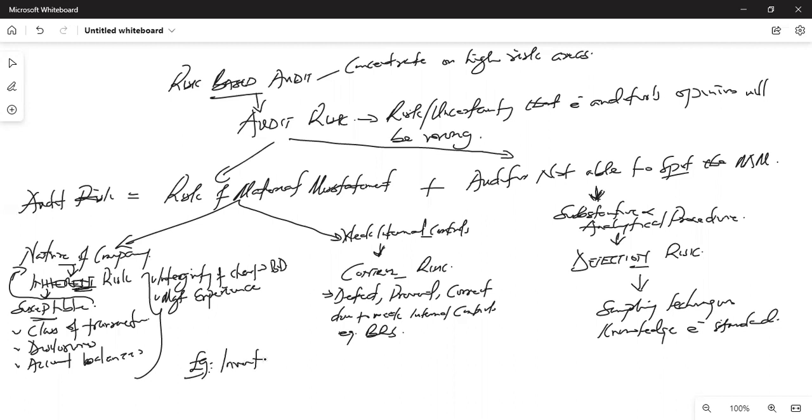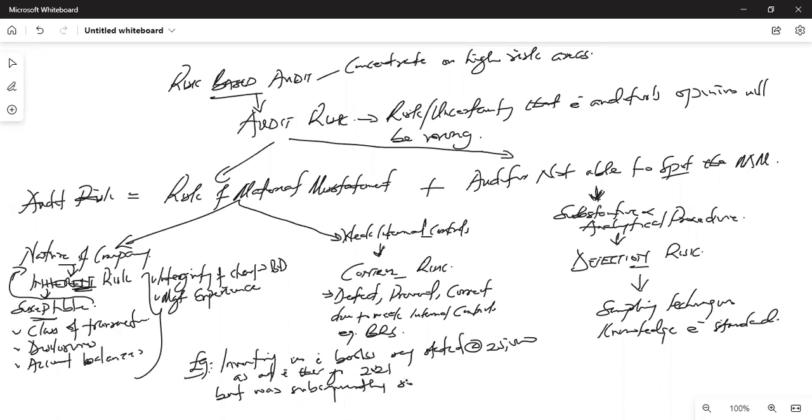So inventory in the books, say, was stated at 25,000 as at the end of the year, so 2021, but was subsequently sold at, say, 15,000 on January 15th, 2022. What can you tell me about this?